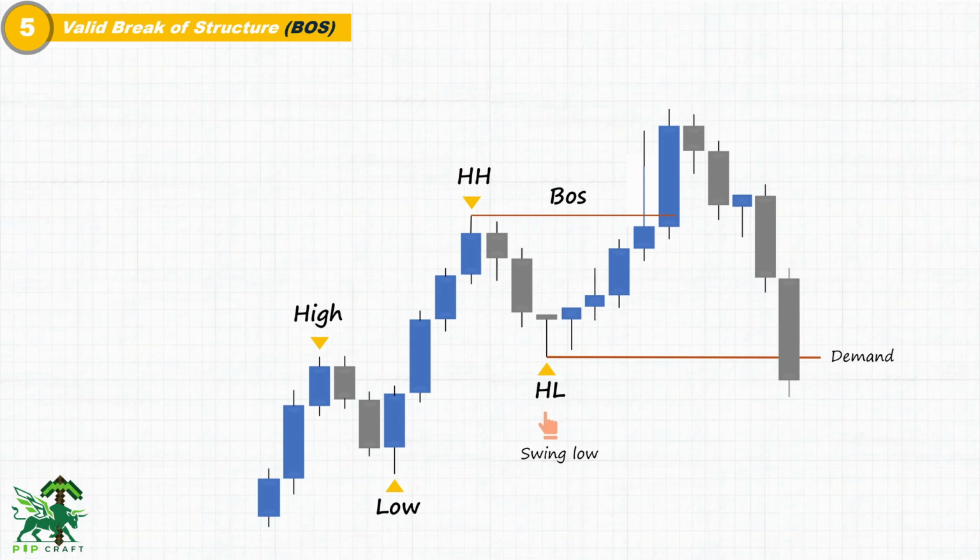So, when price breaks through a high-quality level like this, we can confidently say that the market structure has shifted, and momentum is now favoring the sellers. This condition is known as a change of character, or CHoCH, signaling a shift in market sentiment.